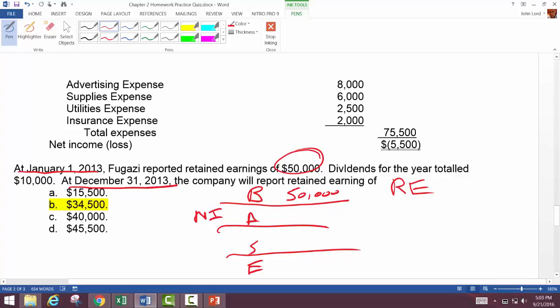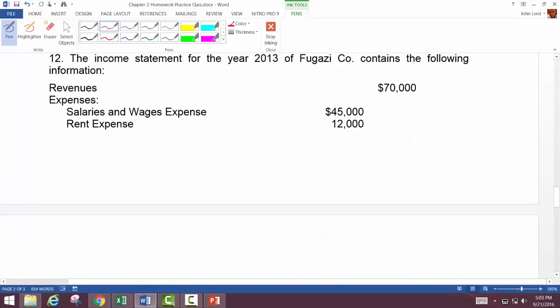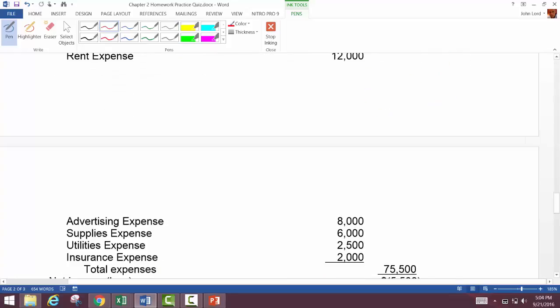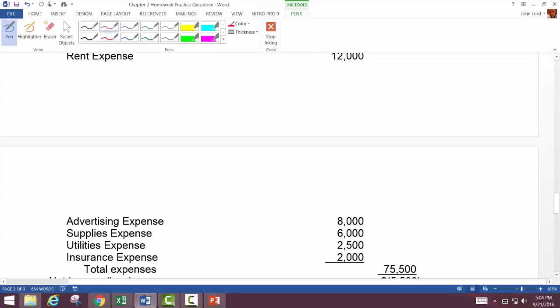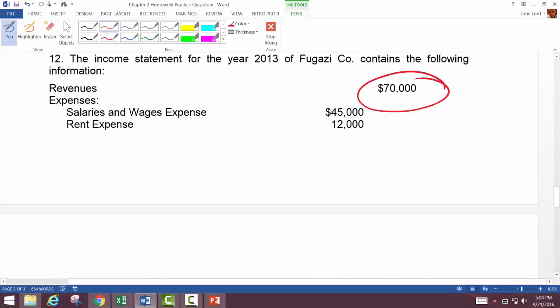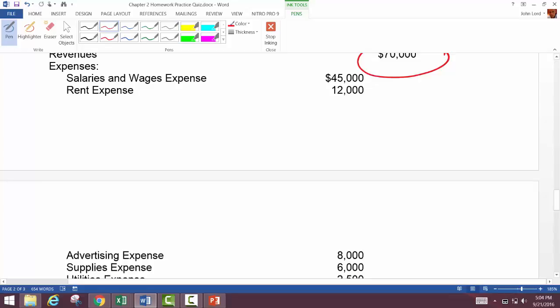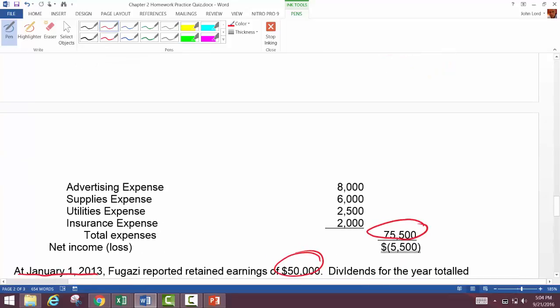But if you look at this, this company had revenues of 70,000. And if you total up all those expenses, starting with that 45,000 and adding through to that 2,000, their expenses are 75,500. Can a company have expenses more than revenues? Let's hope it doesn't happen to you, but it happens to companies, right? So this company has a loss for the period, don't they?